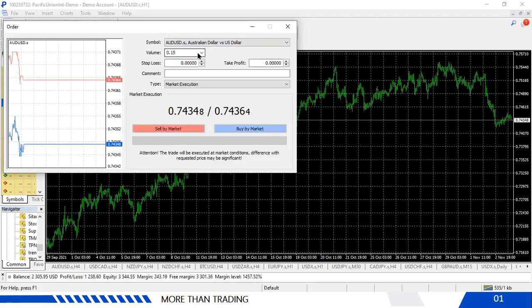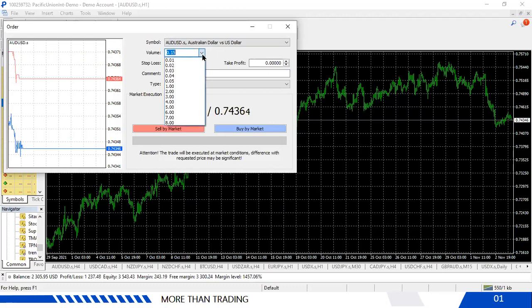Now, remember I said about volume. The lot size is the volume. Look at this. The volume is where you put your lot size. And remember I said that the lot size determines your profit and your loss in trading. So that is what we have. Once you click on the volume, then you can change it.